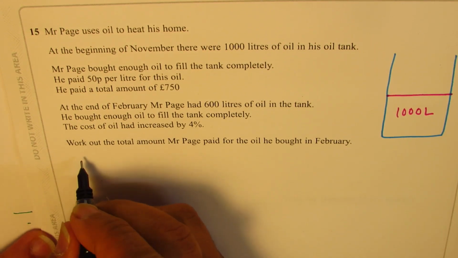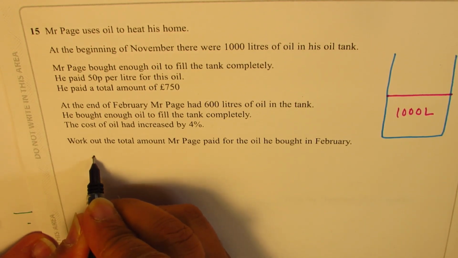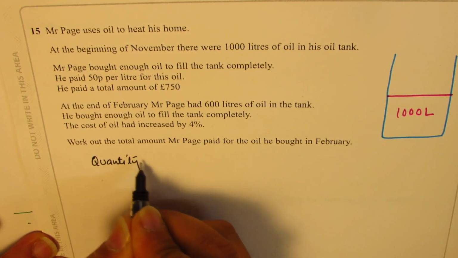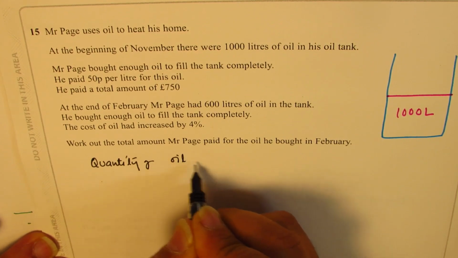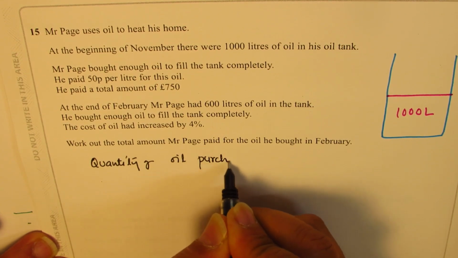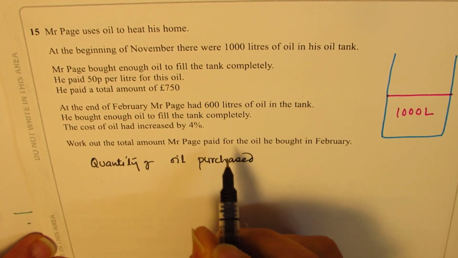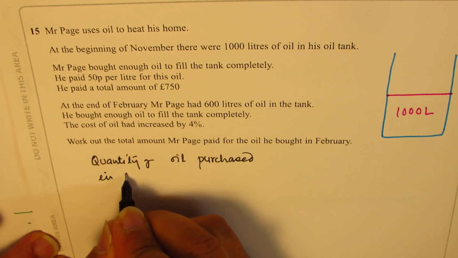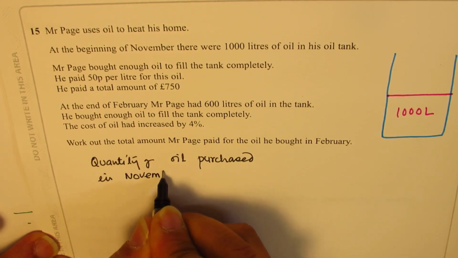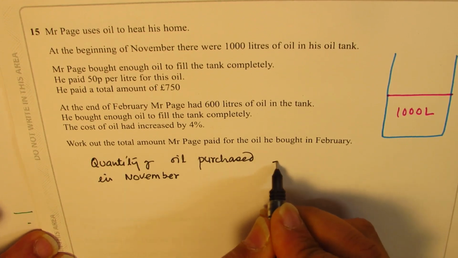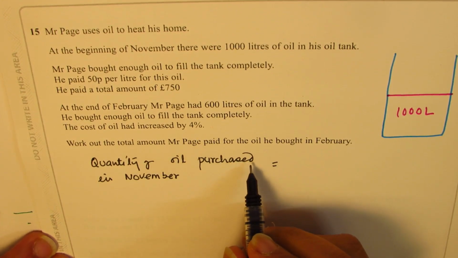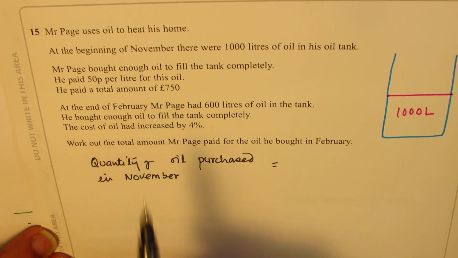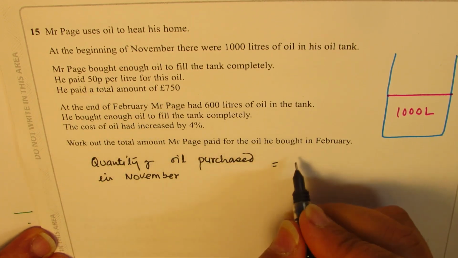So oil purchased. So it's a quantity of oil purchased. Right? So this is in November. So you could get the quantity when you divide the total cost with the rate.